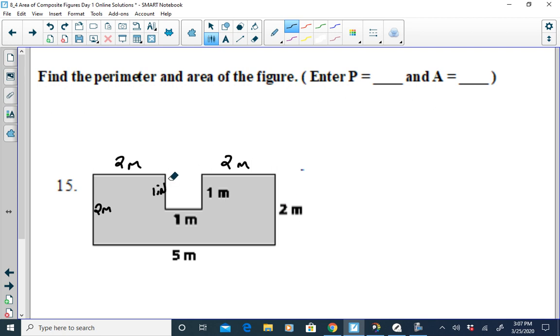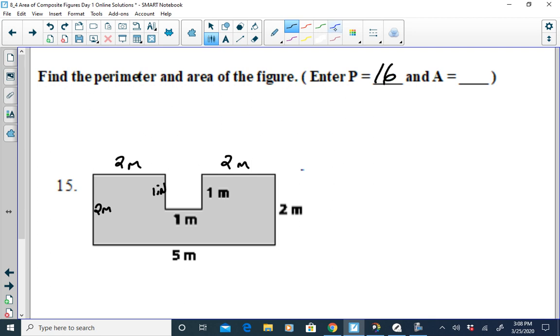And I think we have enough for the perimeter now. Let's start here, I guess. I'll do 2 plus 2 is 4. 4 plus 5 is 9. Plus 2 is 11. Plus 2 is 13. 14. 15. 16. So the perimeter is going to be 16 units.